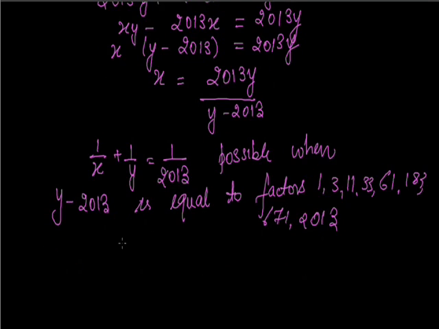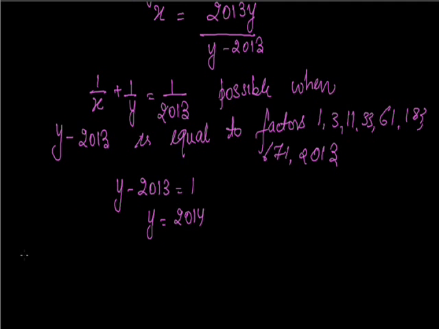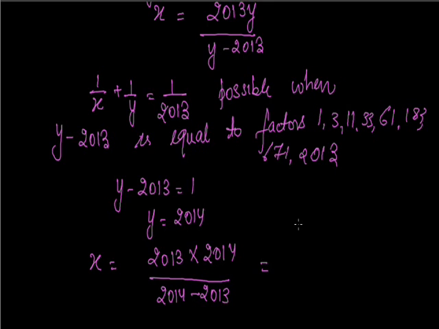So first put y minus 2013 equal to 1. What will it give? y equal to 2014. We get the value of y. So x will be equal to 2013 into y, that is 2014, whole upon 2014 minus 2013. What will it give? 2013 into 2014.